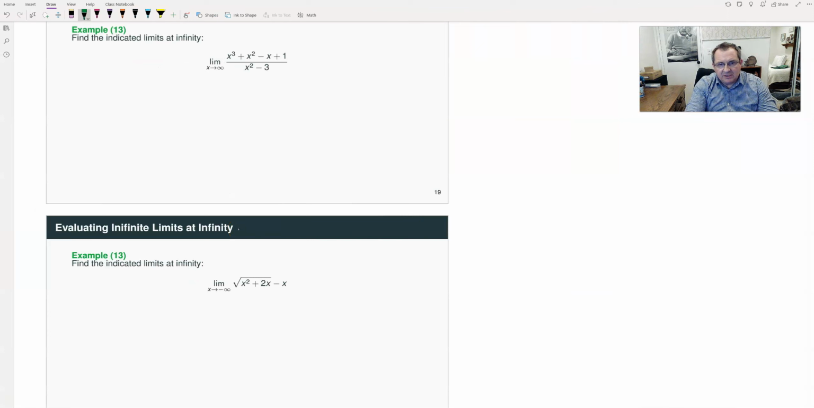Let us take a look at the next example. So we have a limit of a fraction. In the numerator, we have x cubed plus x squared minus x plus 1. In the denominator, we have x squared minus 3. The question is, what is happening to this expression when x goes to plus infinity?